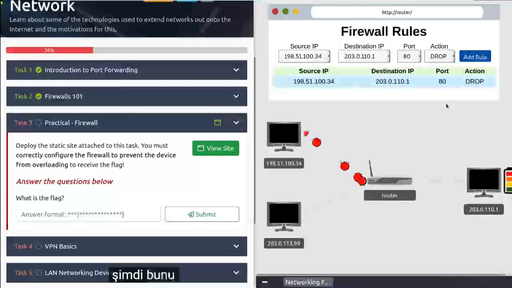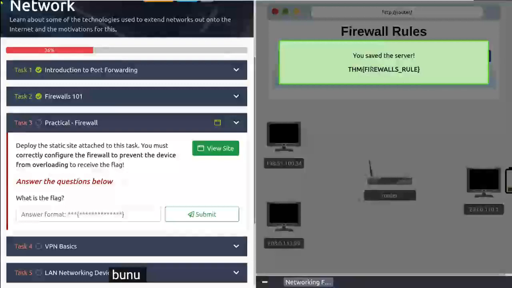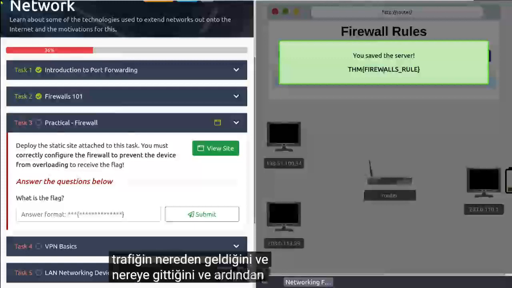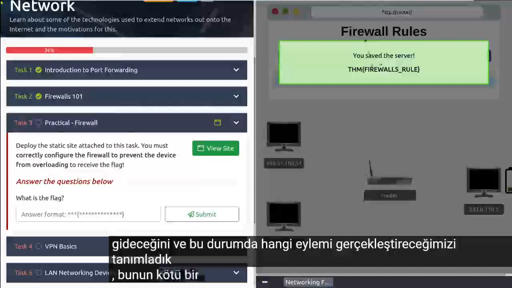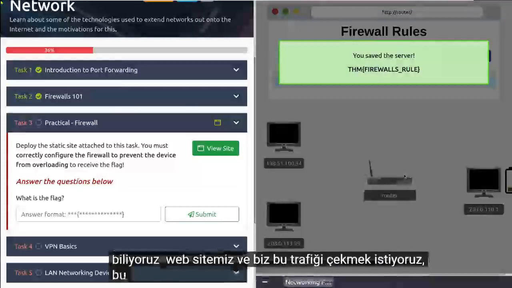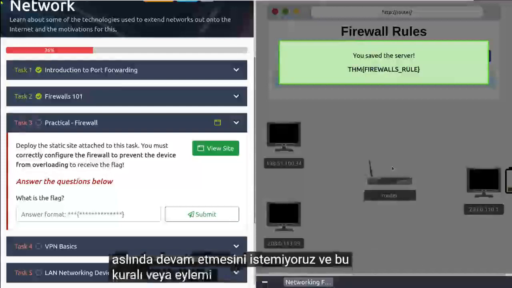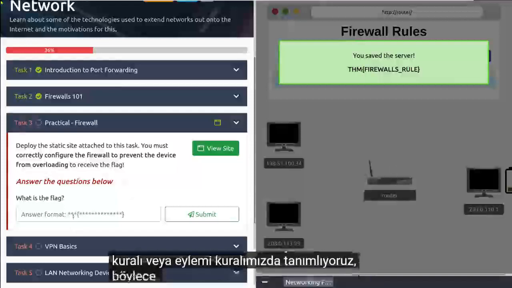There we go. Now we'll break this down. So we have our source and then our destination IP. It's not going to show it, but we essentially defined where the traffic's coming from, where it's going, then what port it's going to, and what action we're going to take. In this case, we know this is a threat actor going to our website, and we want to drop that traffic, so we don't want to have it continue on. And we define that action in our rule.